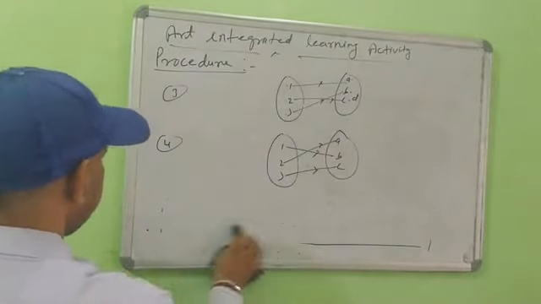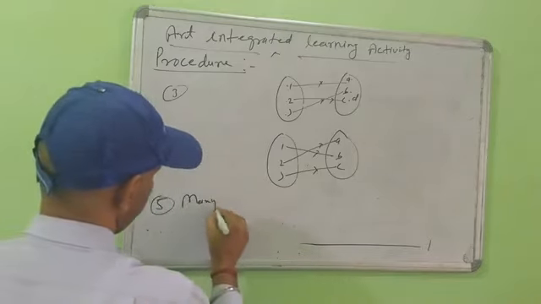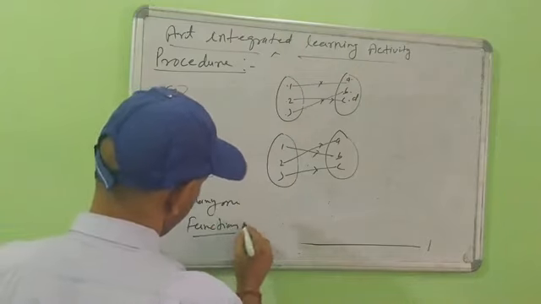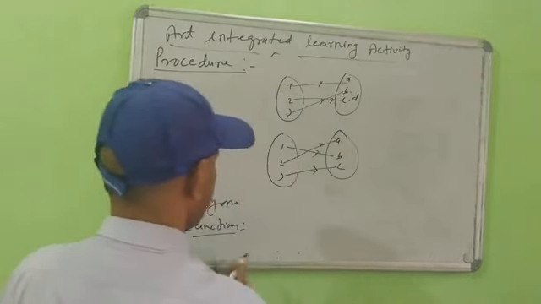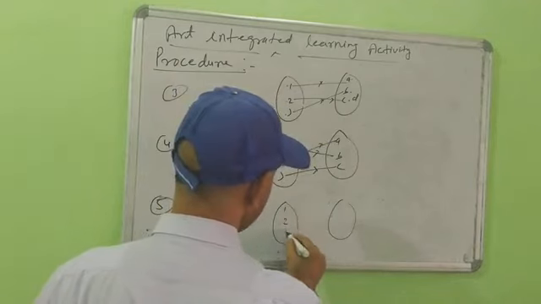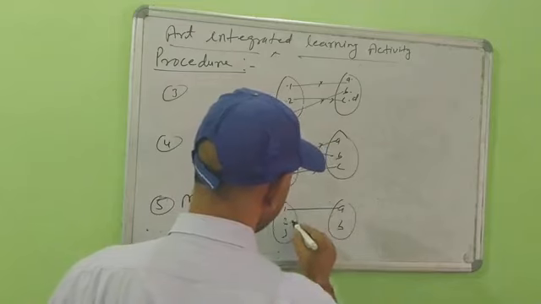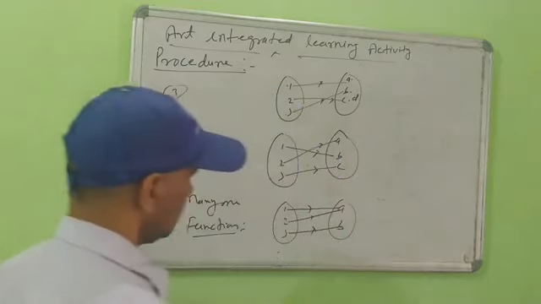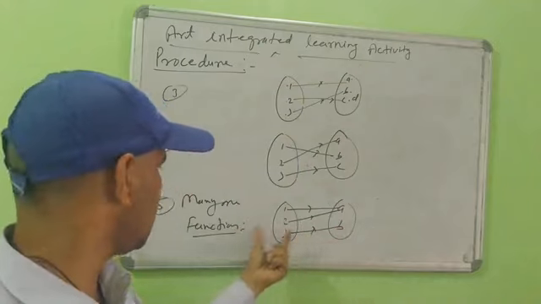And the last function, your fifth, is the many-one function. Many-one function means, suppose this is the domain and this is the codomain: 1, 2, 3, here A and B. So A has this image and B also has this image. This is only a single image. It means 1 and 2 have the same image A. In this type the function is called the many-one function.